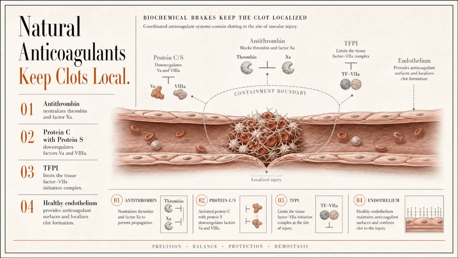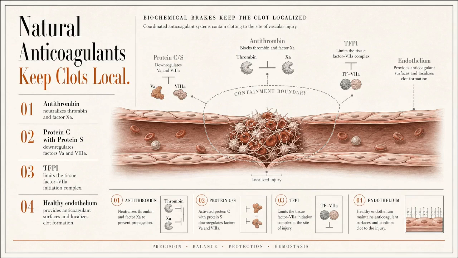We have just discussed how the common pathway makes fibrin. Now, we need to consider how the body prevents that clotting from spreading uncontrollably. Natural anticoagulant systems are crucial for keeping clots localized to the site of injury. Antithrombin, for example, inhibits thrombin and factor Xa, and its activity is boosted by heparin-like molecules. Protein C and protein S work together to turn off factors Va and VIIIa, which reduces further thrombin generation.